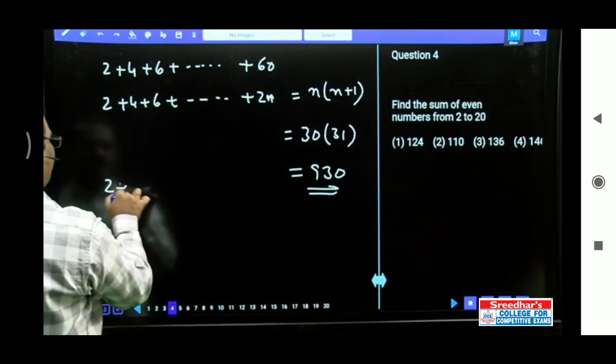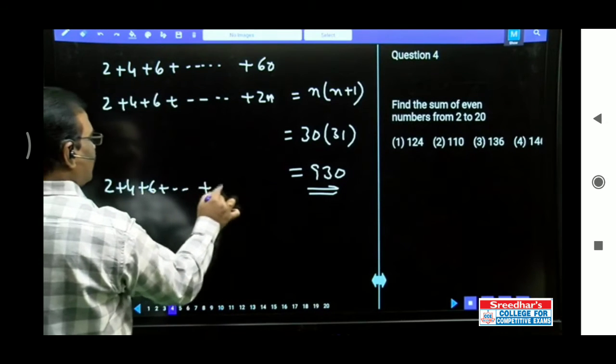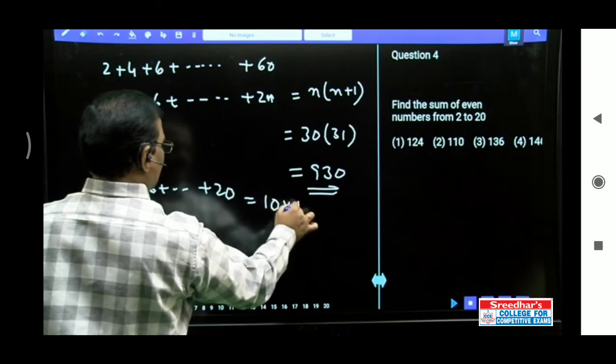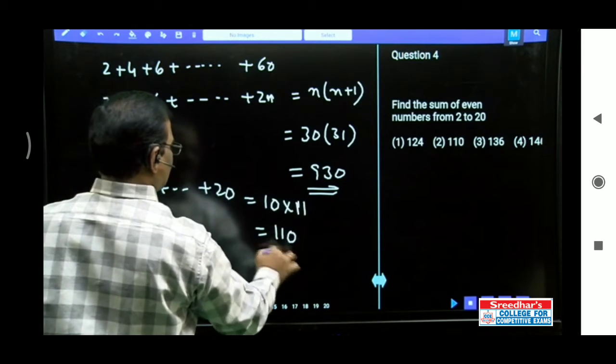2 to 20 అంటే 2, 4, 6 and so on 20 వరకు మాట్లాడుతుంది. 20 అంటే n is equal to 10 కదా. n is equal to 10 పెడితే 10 into 10 plus 1, 11. Therefore 110 is the answer.